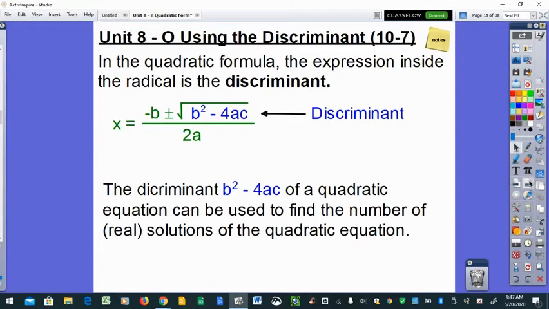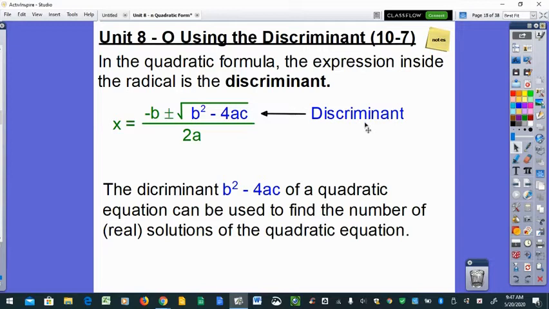Okay, so we're going to go forward today, and I'm going to give you a new name. It's really not a tough concept today. You probably have already seen this. But underneath the square root, the b squared minus 4ac has a special name. It's called the discriminant. And the discriminant tells us what's happening.